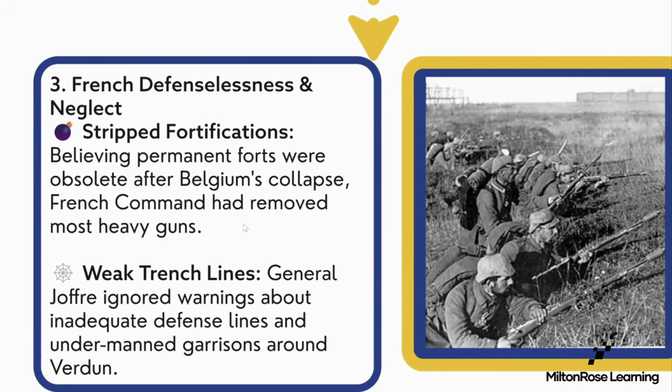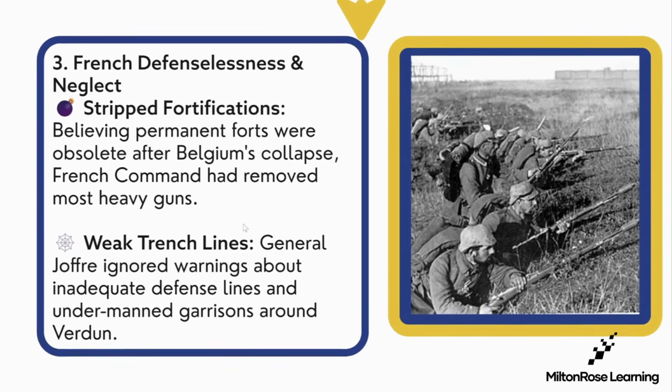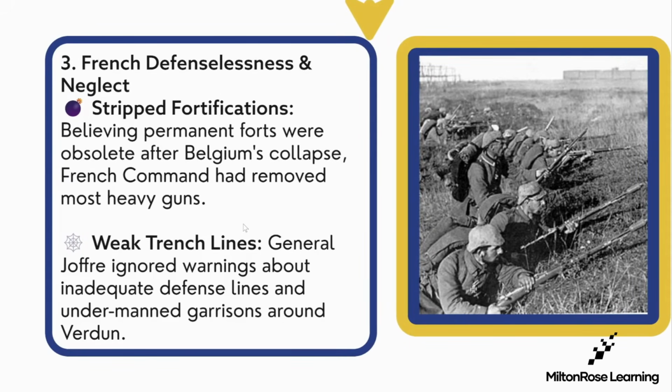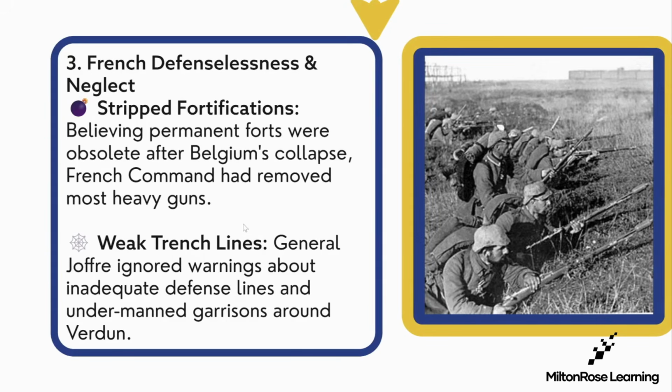Then in Verdun itself there was French defencelessness and neglect of this area. The fortifications had been stripped, so believing permanent forts were obsolete after Belgium's collapse, the French command had removed most of the heavy guns. So it was a weaker area anyway, which drew Falkenhayn's attention to it. There were weak trench lines, so General Joffre, the French military leader, ignored warnings about inadequate defence lines and undermanned garrisons around Verdun. So it looked to be like a tasty prize for the German army. Falkenhayn was thinking, this is definitely a place to attack.